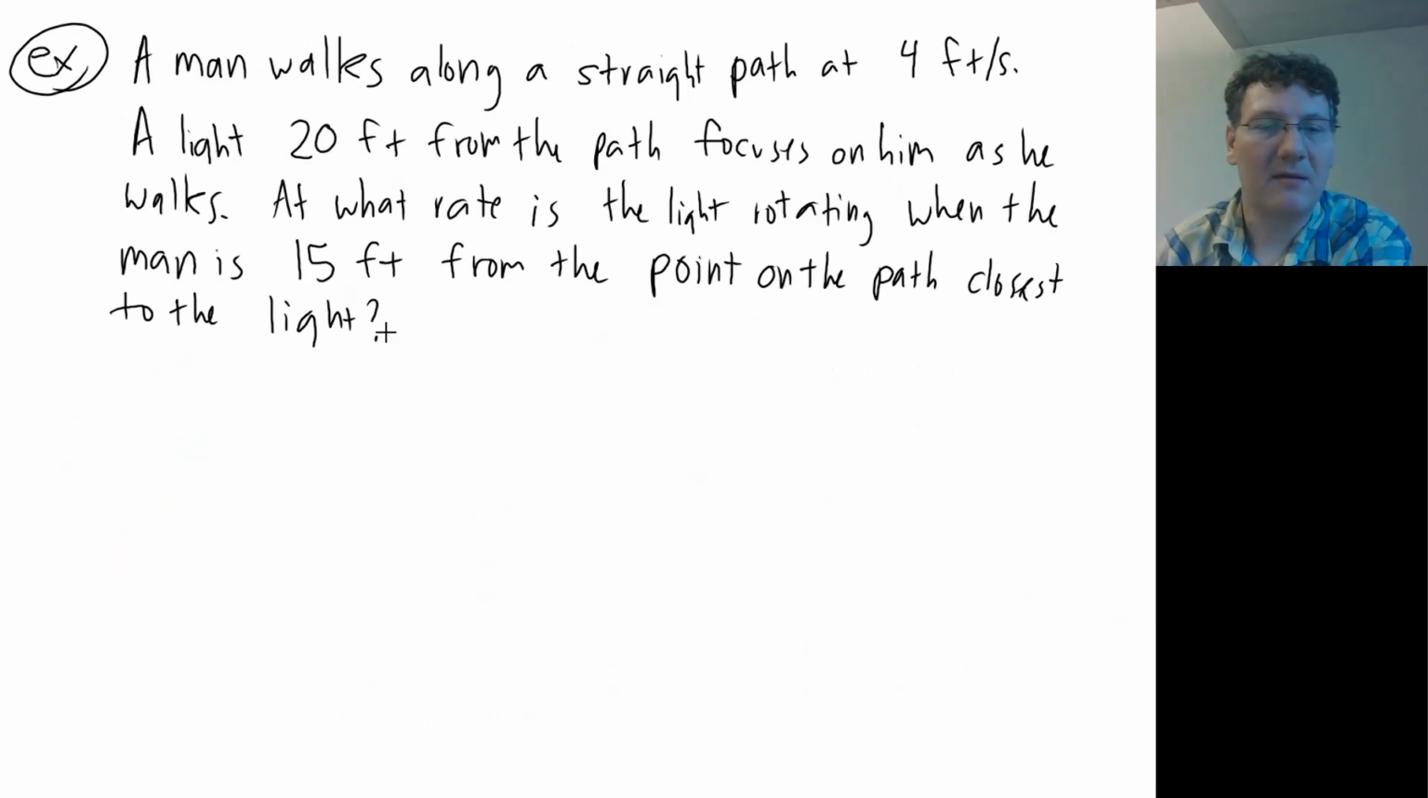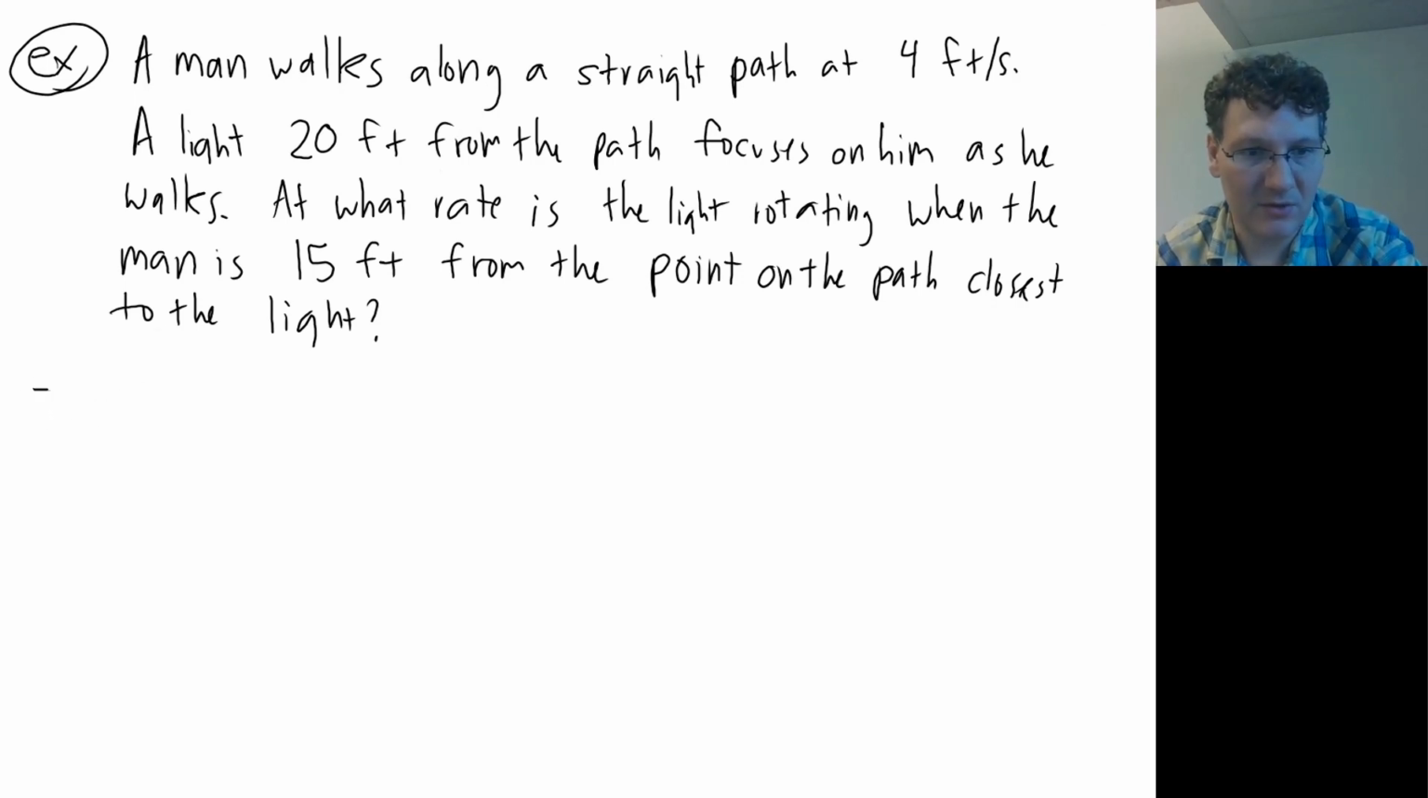Okay, so we have a man. He's walking along a straight path at 4 feet per second, a constant speed. A light is located 20 feet from the path and focuses on him as he walks. We want to know at what rate the light is rotating when the man is 15 feet from the point on the path closest to the light.